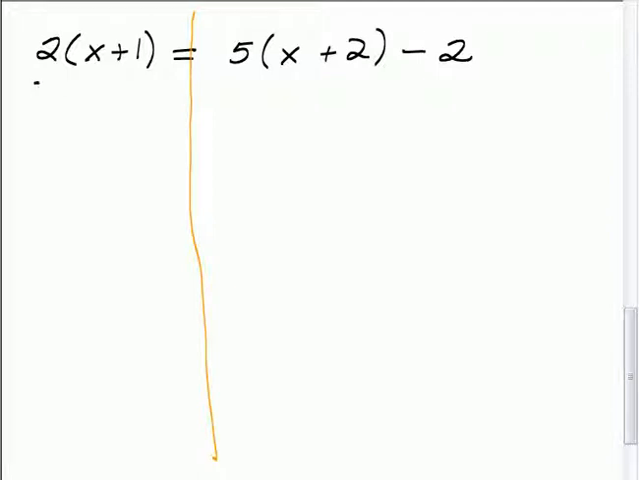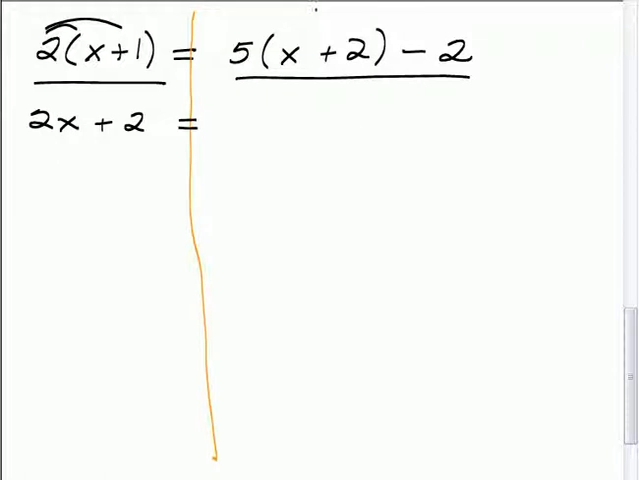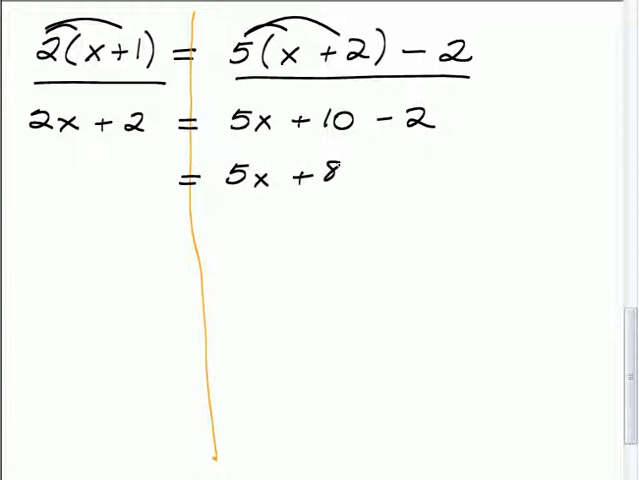Just looking at the left-hand side, is there anything that we can do to clean up? Yes, we can simplify by using the distributive property to distribute that 2 across those parentheses, and we would get 2x plus 2, and that side is finished. There's nothing more we can do there. Over on the right, there's a little bit more we can do. Again, we're going to simplify by distributing, giving 5x plus 10, and we still have the minus 2. We can simplify a little more to get 5x plus 8.